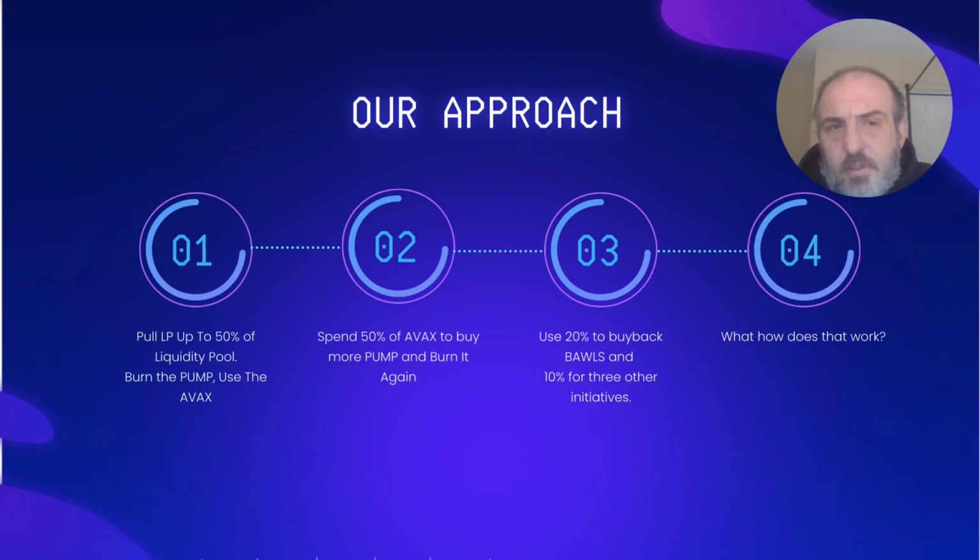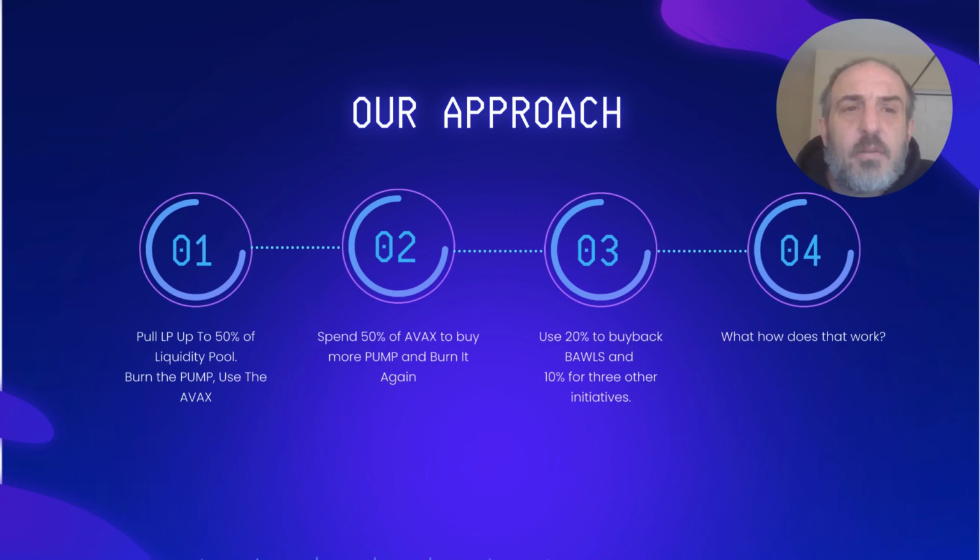Our approach to creating a pump works like this. First, pull part of the LP. In our scenario, we're going to pull up to 50% of our available LP. And that's only the team supply. That does not include any LP that other people have put into the liquidity pools to help support the project. Once we pull the LP, we're going to burn the pump by sending it to the 0x000 dead wallet. It's the burn wallet. It's got millions of dollars worth of coins from pretty much every single project on Avalanche.